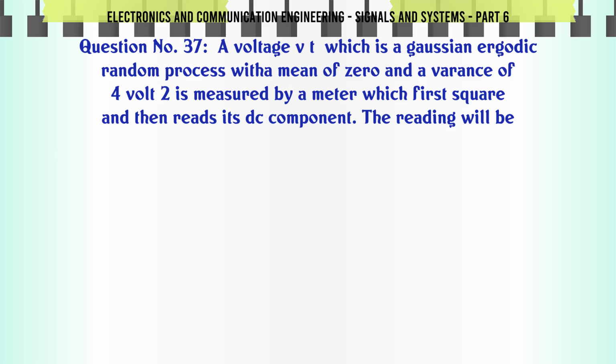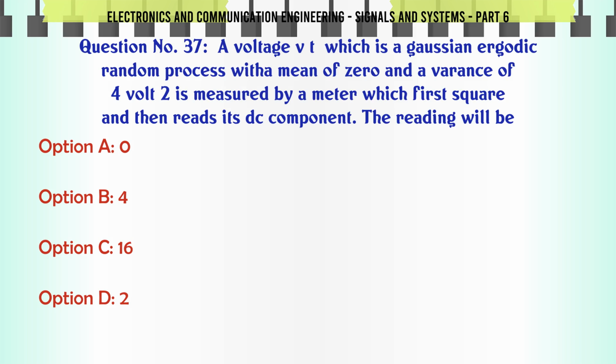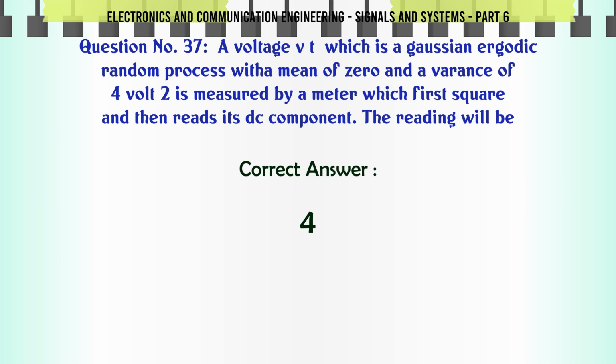A voltage v(t), which is a Gaussian ergodic random process with a mean of 0 and a variance of 4 volt², is measured by a meter which first squares and then reads its DC component. The reading will be: A. 0, B. 4, C. 16, D. 2. The correct answer is 4.